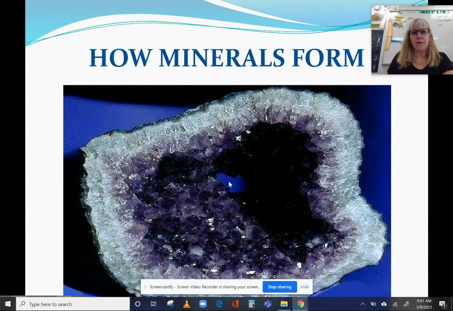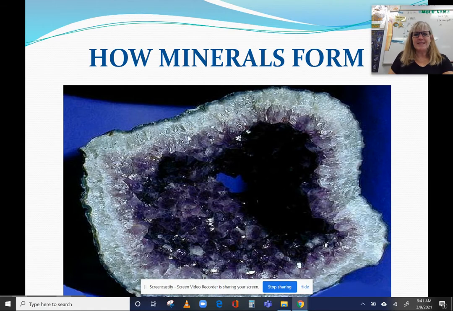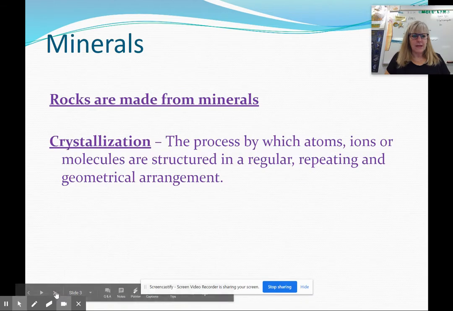We're going to learn about how minerals form. And as you guys can see, this is a beautiful geode with amethyst in it. Someone broke this open, and the space in here allowed these crystals to grow. So that's one of the ways that minerals form. So we'll be talking about the different ways that minerals form. All right. So next slide.